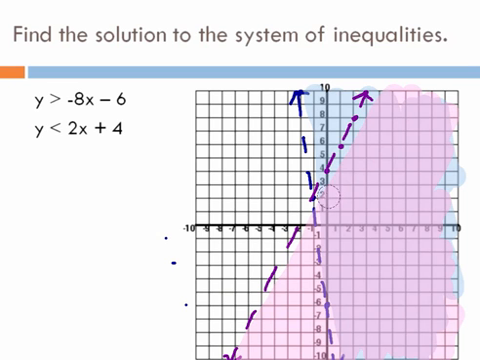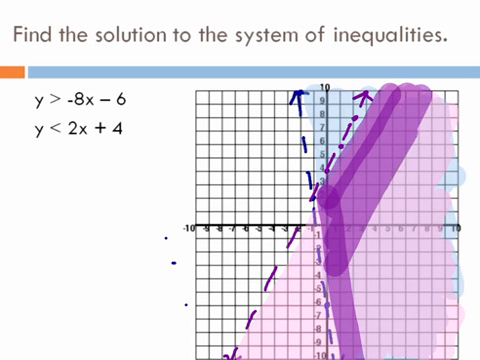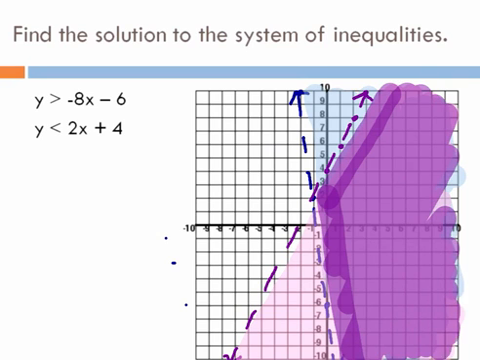The overlap here is much larger than the last graph. The overlap is everything that I'm shading in this dark purple here. It's this entire region here. So once again, where they overlap, or that common overlap space, is going to be our solution set, and any point within that shaded area is going to be a solution to the system of inequalities.